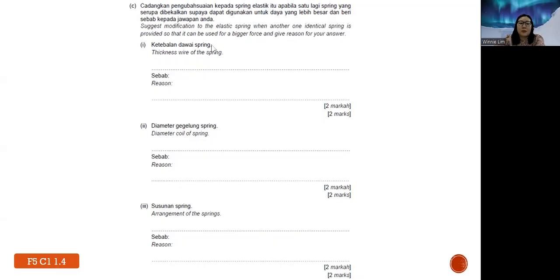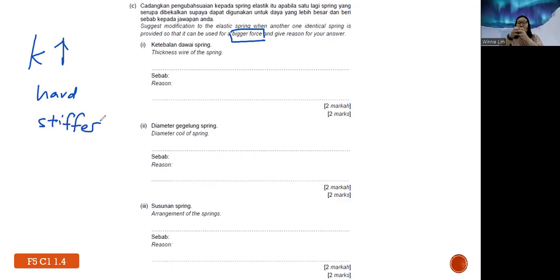Okay, so in terms of the characteristic of the spring itself, they're asking about what? The thickness of the wire of the spring, and then the diameter of the coil of the spring. And lastly, how do you arrange that spring? Okay, so for the idea behind it, you want to withstand a higher force. That means the spring constant has to be high. Whenever they say spring constant high, means the spring is considered very hard, or we normally use the correct term, stiff. They are stiffer. Stiffer means you need a large force to extend or compress.